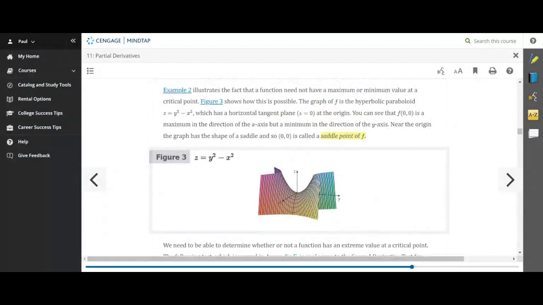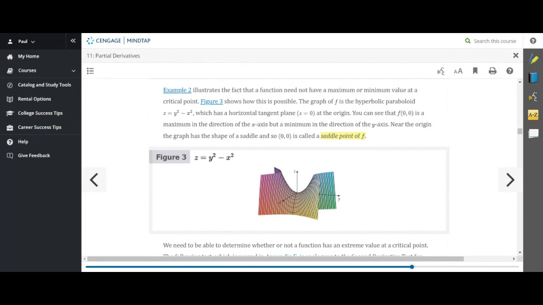So in figure 3, if you look at that saddle, with respect to the x-axis, the bottom part of the saddle, where, say, a person sits, looks to be a minimum, or a maximum, I should say. But if you look with respect to the y-axis, that point appears to be a minimum. So we call that a saddle point.